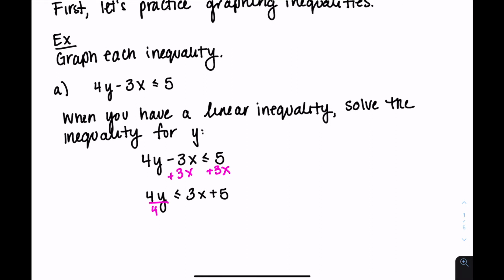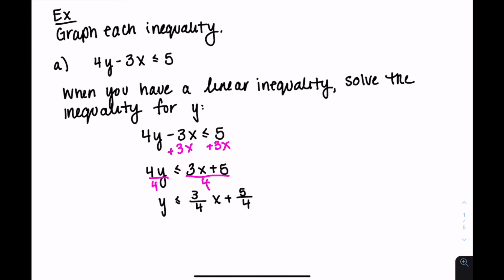And then our last step is to divide by 4 to get y on its own. Remember, if you divide by a negative number, you'd have to flip that inequality. So what I'm left with is y is less than or equal to 3/4 x plus 5 over 4. So this is going to be a line. The slope of this line is 3/4. The y-intercept is 5 over 4.